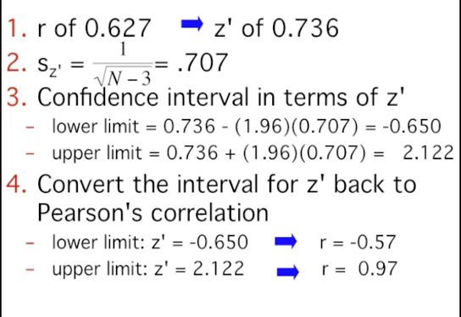Third, we compute the confidence interval in terms of z prime. The z value for the 95% confidence interval is 1.96. The calculations show that the lower limit of the confidence interval is equal to negative 0.650, and the upper limit is equal to 2.122. Finally, we convert the interval for z prime back to Pearson's correlation. This can be done with the r to z prime calculator. We end up with a lower limit of negative 0.57 and an upper limit of 0.97. The interval is so wide because the sample size is so small.